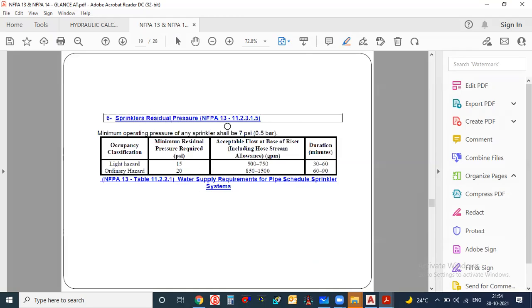The minimum pressure, sprinkler residual pressure, light hazard, ordinary hazard. This is for the pipe scheduled sprinkler. Okay.